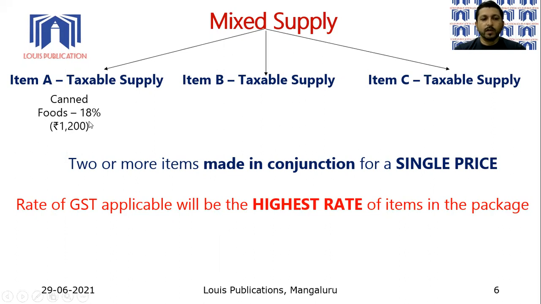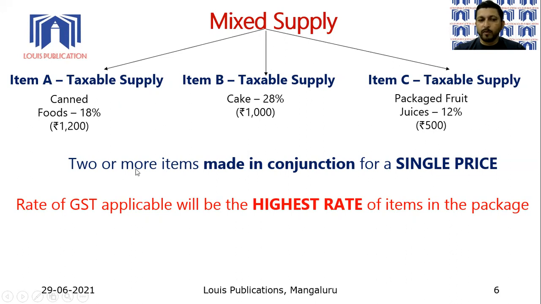Say canned foods, 18% GST. I'm just writing the value for our understanding once again. So canned foods is 1,200 cost, 18% is the rate of GST. Cake is 1,000 rupees. Let's say GST rate is 28%, and say packaged fruit juices 12%. Say cost is around 500 rupees. Once again, I remind you, this is made as a form of a hamper.